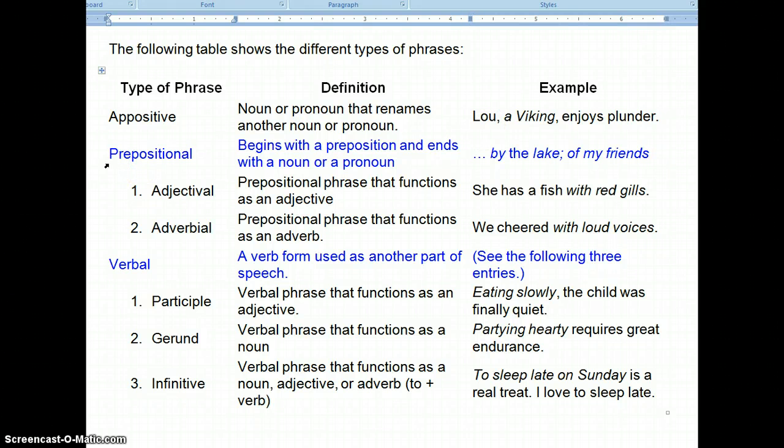Now, you've got the prepositional phrase, and again, that is something that you worked on last year. You should know those prepositions backwards and forwards. Examples of prepositional phrases: by the lake and of my friends. And I chose of my friends because of is a preposition that most people don't recognize. So make sure you recognize of as a preposition. Now, there are two types of prepositional phrases. You need to be able to recognize these.